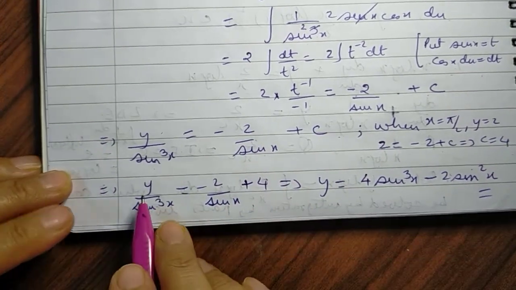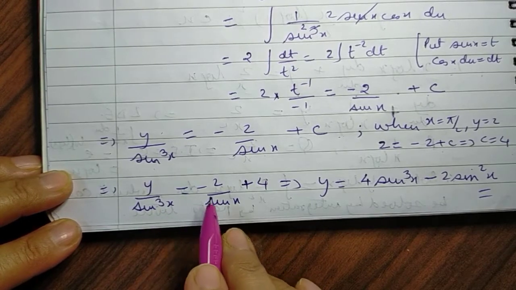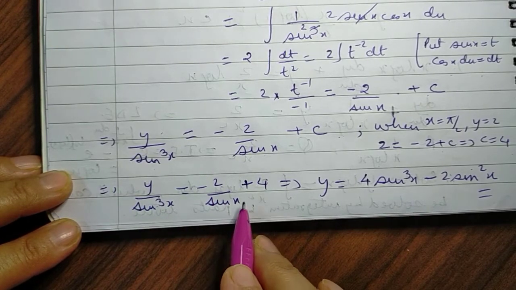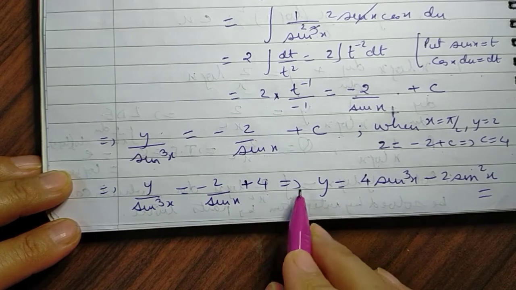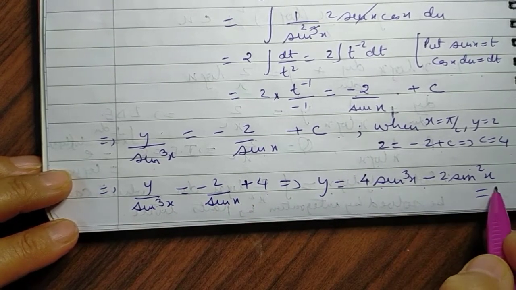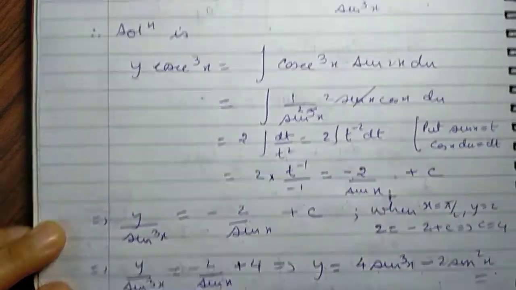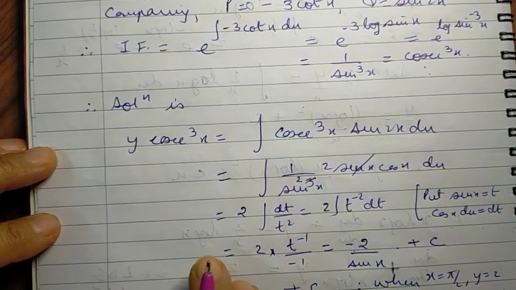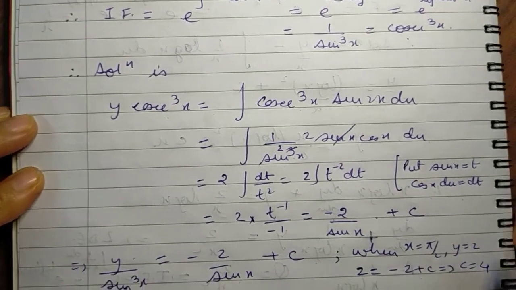Substituting, we get the answer as y over sine cube x is equal to minus 2 over sine x plus 4, which can be easily solved as y is equal to 4 sine cube x minus 2 sine squared x. On the same lines, we can do the rest of the questions of this exercise and other similar problems.